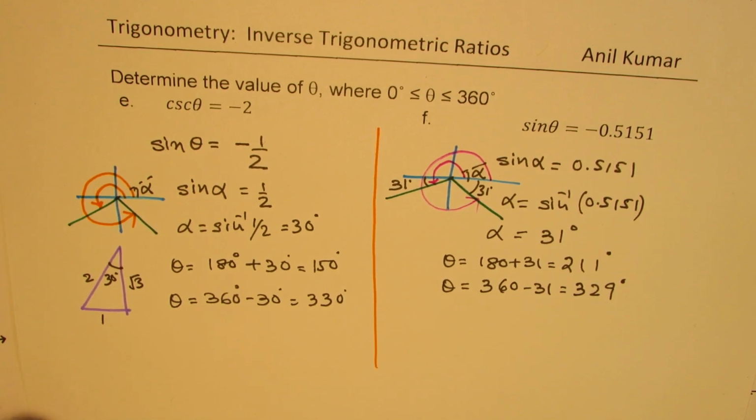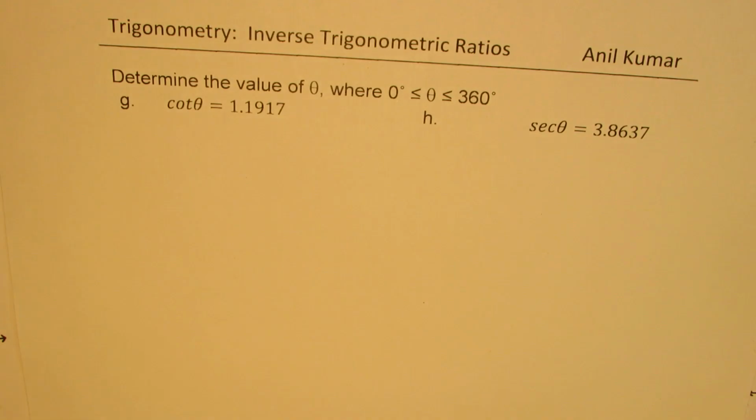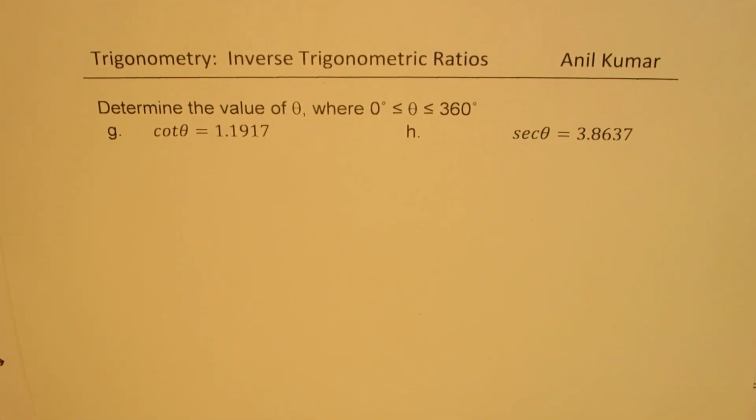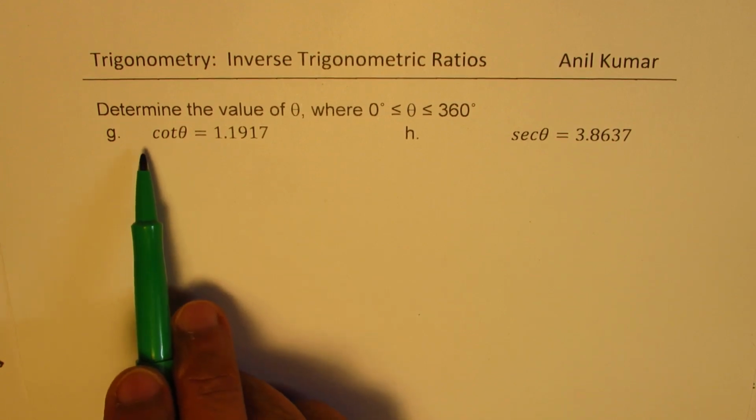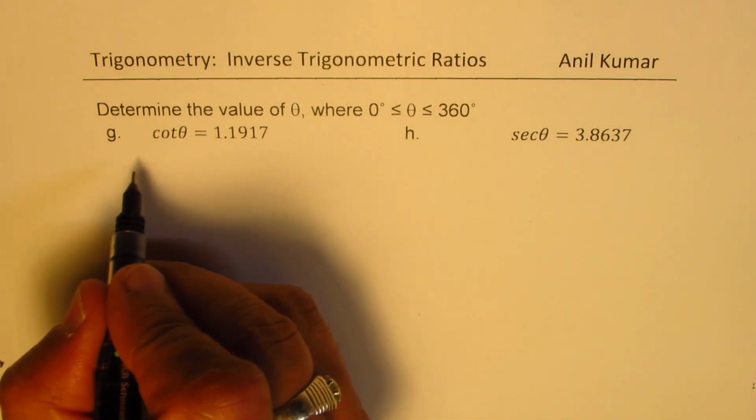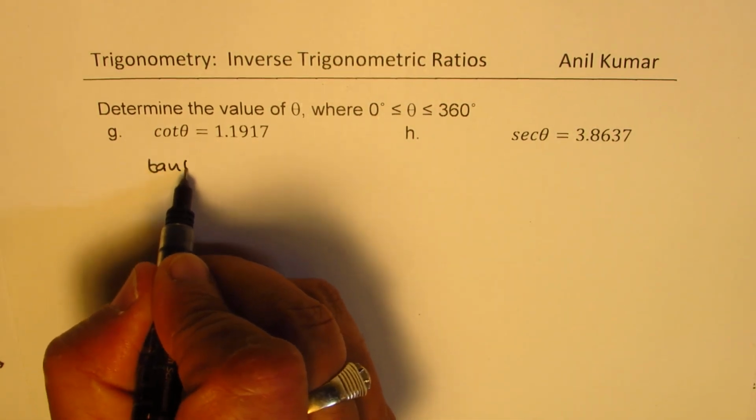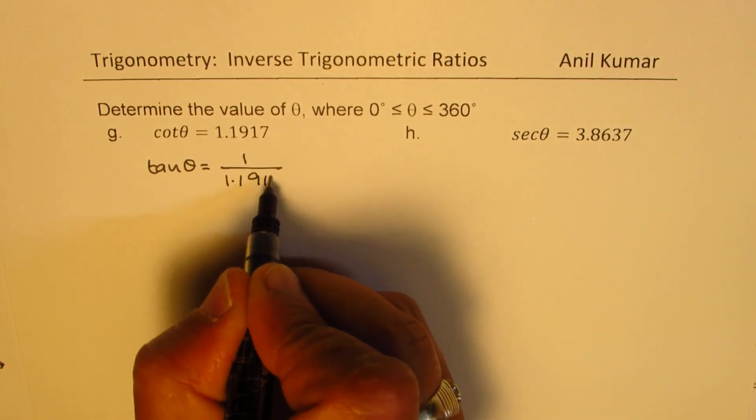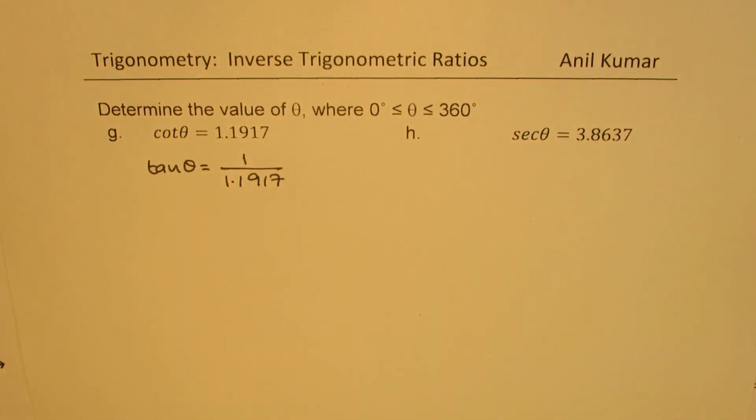Perfect. Now, the next question, which is the last question for this video, is for you to answer. So I'd like you to pause the video, answer this question, and then look into my suggestions. So here we have cotangent theta equals 1.1917. Now cotangent really means 1 over tan, right? So I could write here tan theta equals 1 over 1.1917.